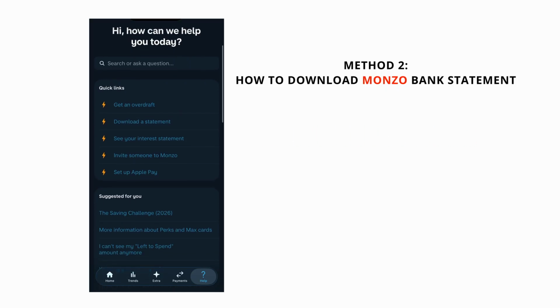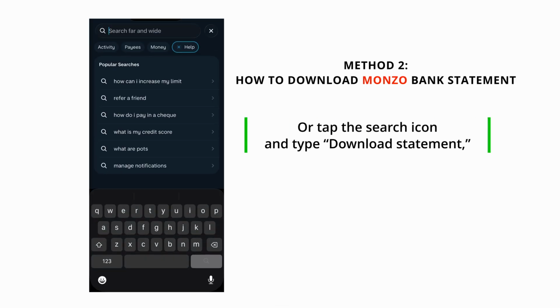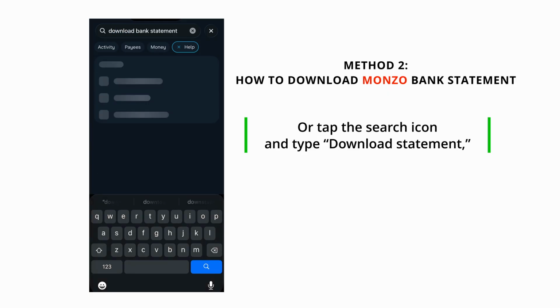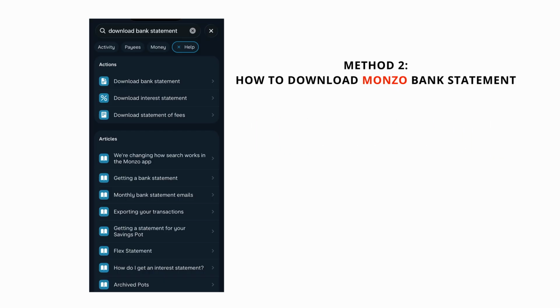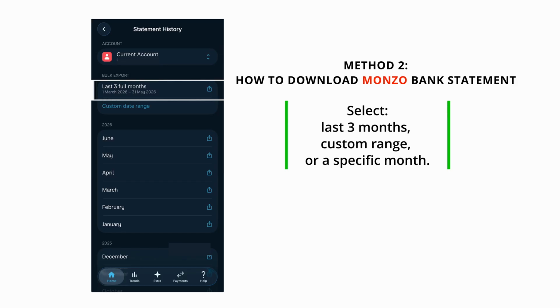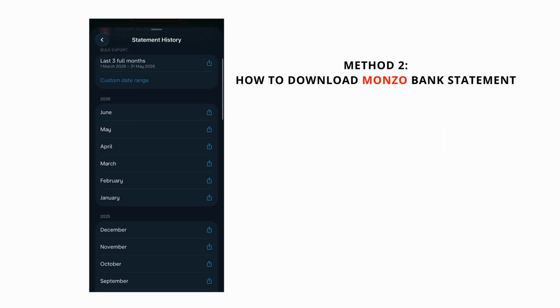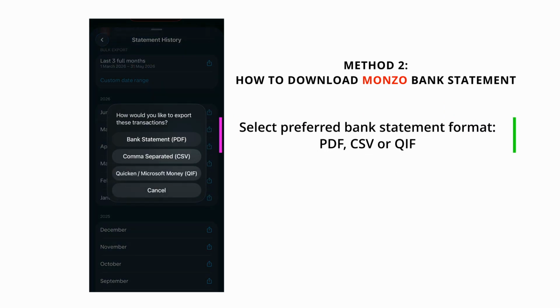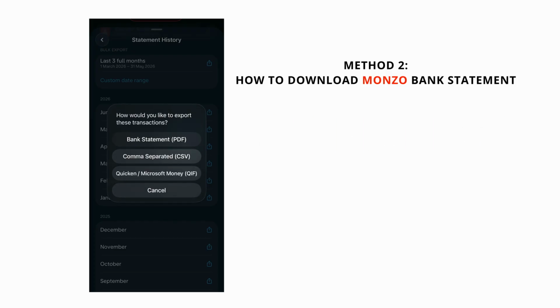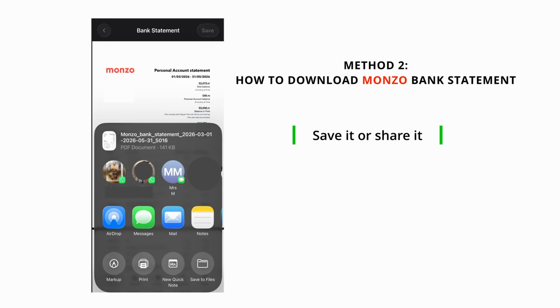If you don't see it there, no problem at all. Just tap the search icon at the top, type Download Statement, and it'll appear instantly. Tap on it, and you'll see the exact same screen as before. Again, confirm your account, select your date range: last 3 months, custom range, or a specific month. Then choose your format: PDF, CSV, or QIF. Save it or share it. That's method 2. So now you know 2 different ways to get your Monzo statement.